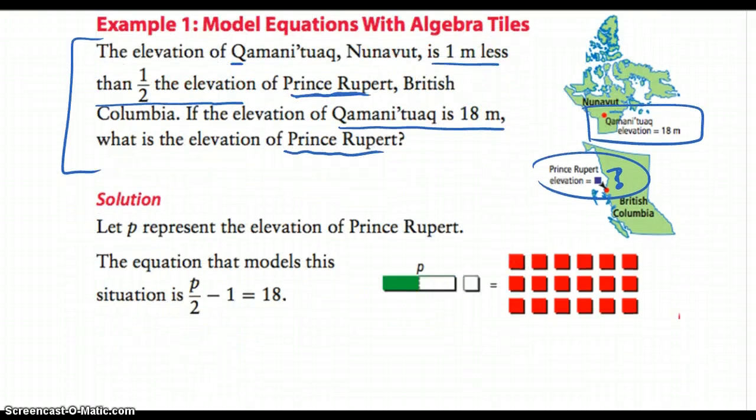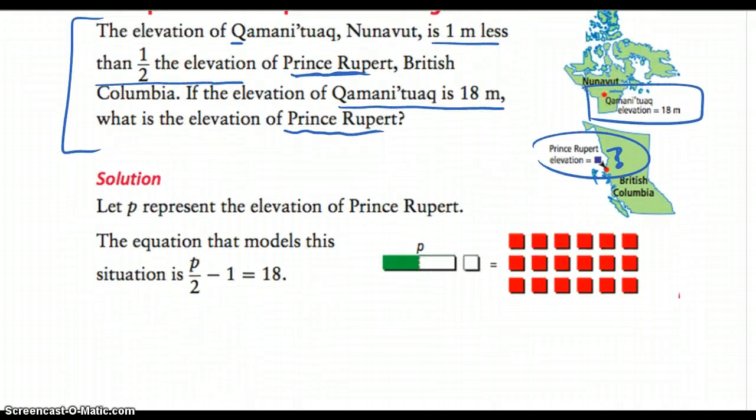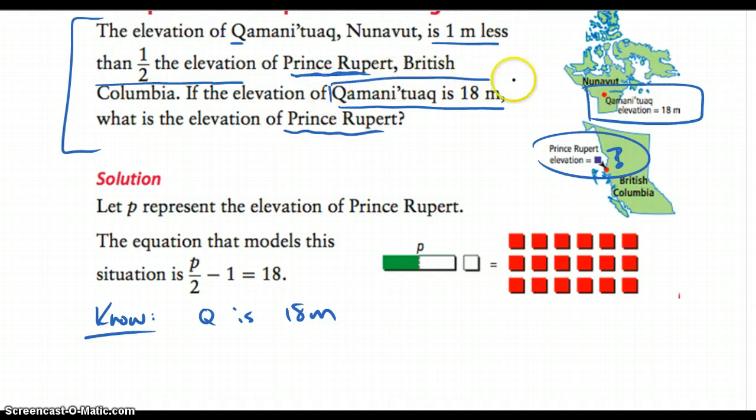So there's some reasoning we have to apply here, and as I work through problems like this again and again with students, I've found the best way to do it is to set up or write down what we know about Q-Town. So we know that Q-Town is at 18 meters. That's this sentence here. It tells us that about Q-Town. We also know that Q is 1 meter less than half the elevation of Rupert. Maybe we'll come back to that.